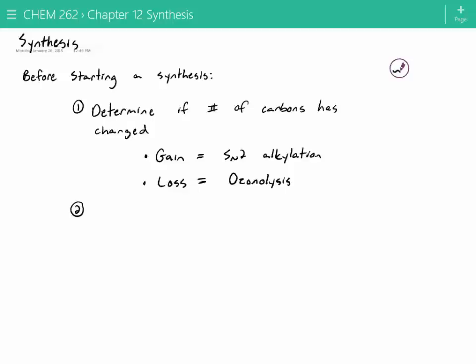All right, for step 2, we need to determine if the functional group is different. Usually it's pretty easy to tell, right?